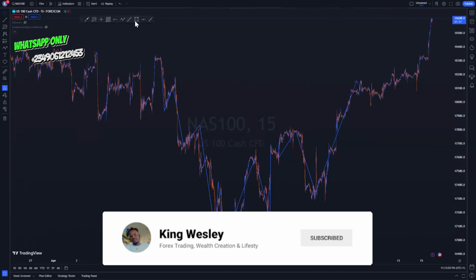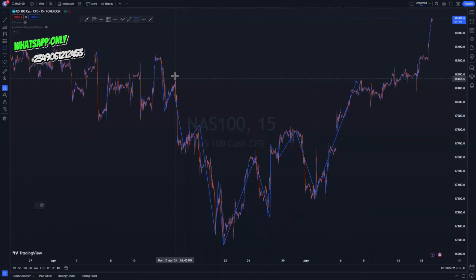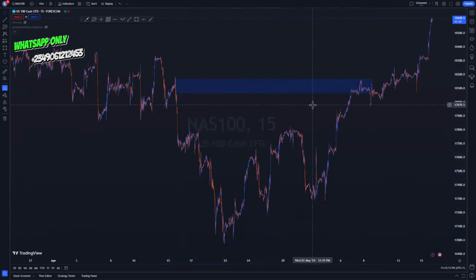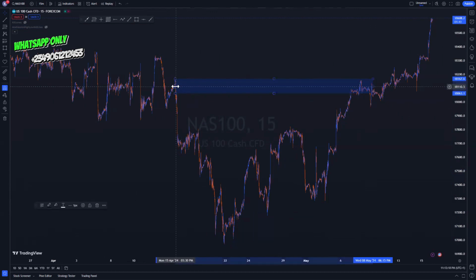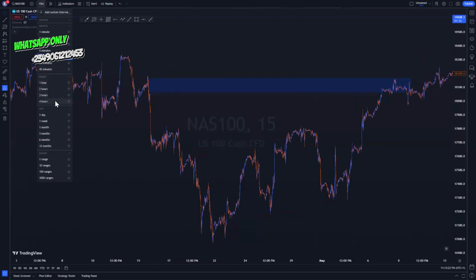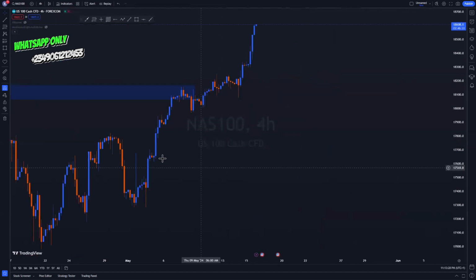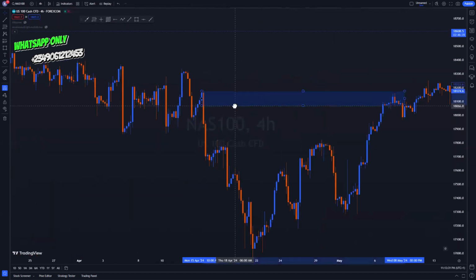Price traded into what? Another block. Price traded into another block. So your first requirement for this strategy is that you want to have price trading at a higher time frame point of interest. Now you can see this on the 15 minutes time frame. If I show you this on the 4-hour time frame, you'll see that it is a higher time frame point of interest. Looking at this from the 4-hour time frame, you see that this is a very, very clean order block on the higher time frame.